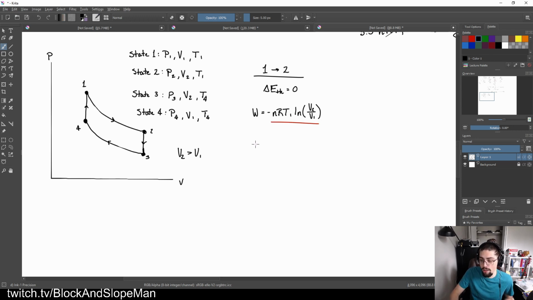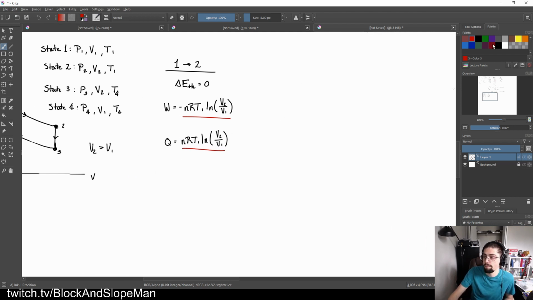I can't plug in anything else with that. So we go into Q and we say, okay, well, Q is just the opposite of that. It's positive nRT1 natural log of V2 over V1. And I can't do anything else with this. I have to leave that exactly as is. Okay, well, so be it. We keep going, 2 to 3.